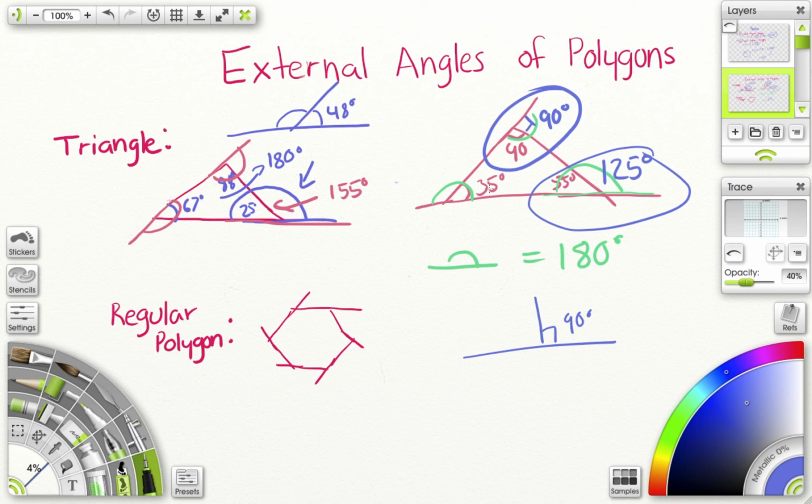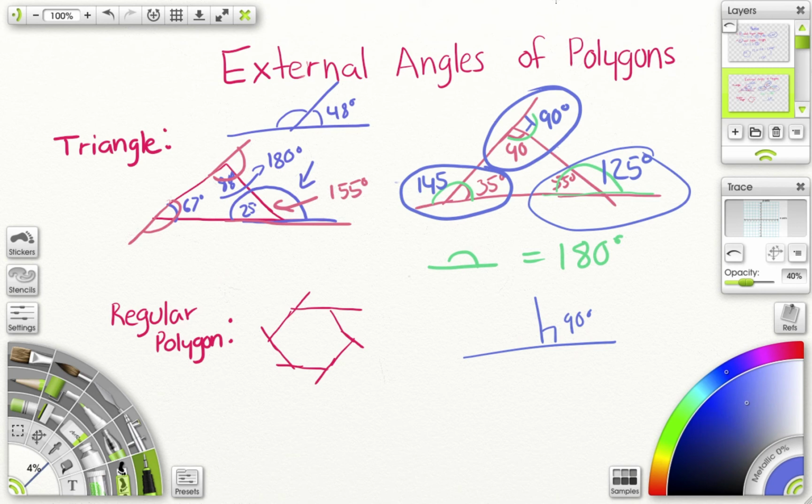Same process as before, I take 180 to find this supplement, minus 35 equals 145. 145 and 35 make 180. And those are my external angles of the triangle.